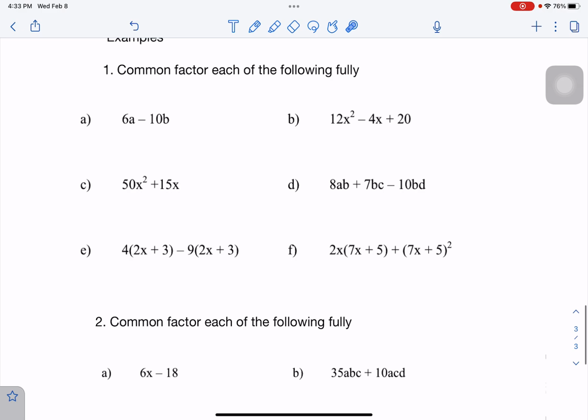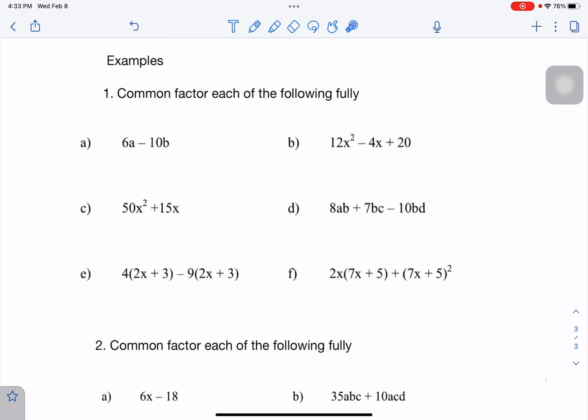Now let's do some examples. Common factor each of the following fully. So I'm going to look at this. I've got a 6A and I've got a 10B. What I want to do is take the GCF out and leave it multiplied by whatever is left. That's the idea here. So my GCF here is going to be 2. There's a 2 in 6A and there's a 2 in 10B. The 2 is in the 6, the 2 is in the 10, and there's nothing else common. So this is going to be 2 times 3A minus 5B.